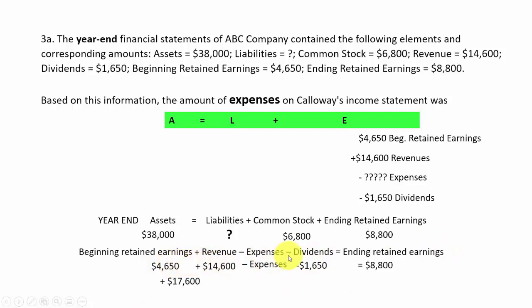We're combining all these things right here, which is this plus the 14.6 plus 1650, which is going to be a net 17.6 minus expenses equals $8,800. So 17.6 minus what would give you $8,800, and the answer is expenses have to be $8,800. And you can plug this back in to right here, and you'll see that it all checks out.